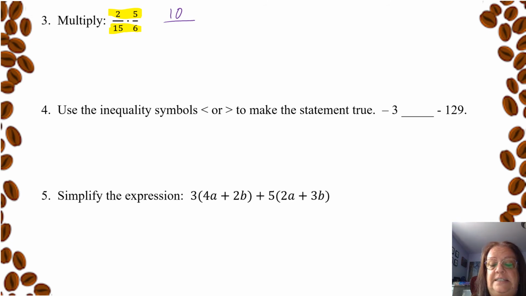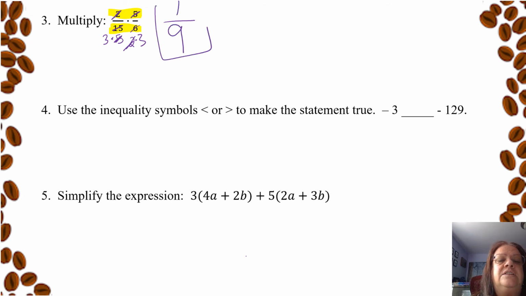You know how we could make this a little easier? I see this 5. I don't know why my pen keeps freaking out. Okay, so I have that 5. I'm going to erase the 10 here because we're going to do it a little different. Since this is 5 and I know that 15 is 3 times 5, I can cross out the two 5s and I get 2 over 3 times 6. But 6 is 2 times 3, so I can cross off those 2. I end up with 1 over 9, and that's already simplified.